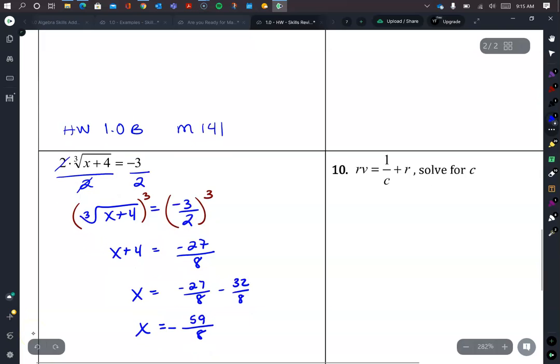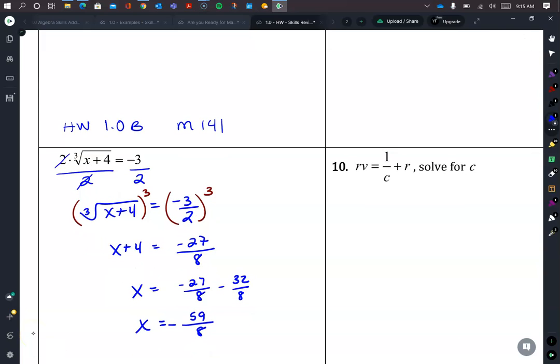The last one I'm going to do for this set is number 10. We have R times V equals 1 over (C + R), and we're solving for C. So we want to isolate C, and we need to collect my R's to one side and get C on the other side. To start with, I think the easiest thing is just to subtract R from both sides. So we have RV minus R equals 1 over C.